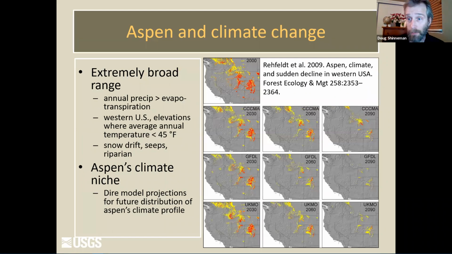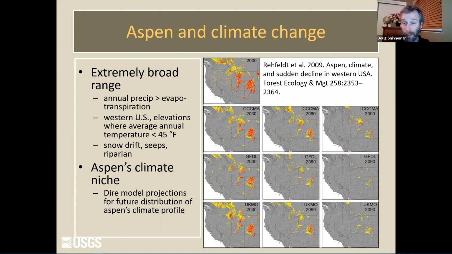And of course, as the most broadly distributed tree species in North America, aspen occurs over a broad range of climate conditions, although it generally occurs where precipitation exceeds evapotranspiration. And in the Western US, it occurs at elevations where average annual temperature is generally below 45 degrees Fahrenheit. Although, as I mentioned earlier, aspen communities can be found in more marginal settings, typically where there's ample soil or groundwater available due to snowdrifts, seeps, or riparian settings.